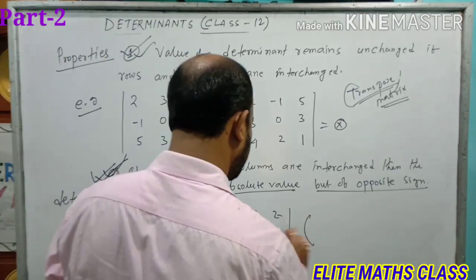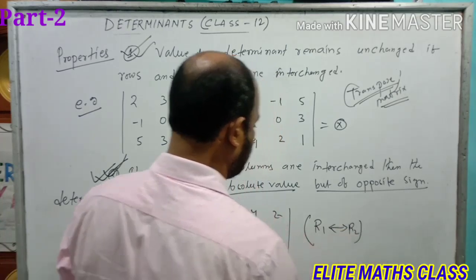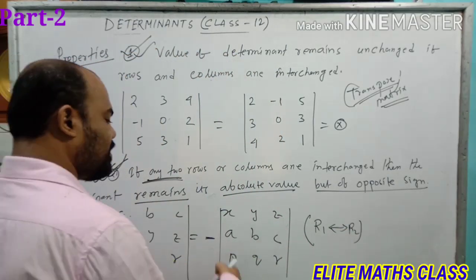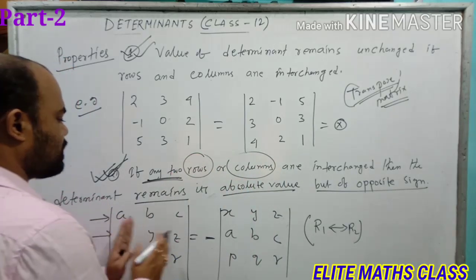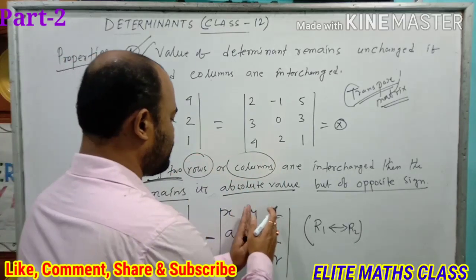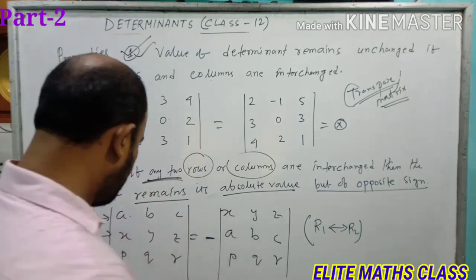Here what operation have we done? R1 and R2 interchanged. Clear? This can be done along columns also. If you change any two rows or columns, say the second column and the third column, there will be another negative sign. See this one.